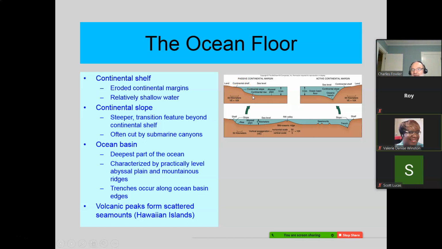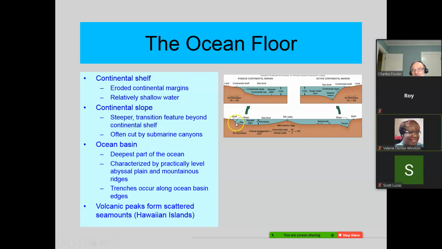Now, if you had very strong currents coming out here, that would create the submarine canyons. Whereas a strong current in a river would cut something like the Grand Canyon on land. This would cut canyons in the ocean floor.